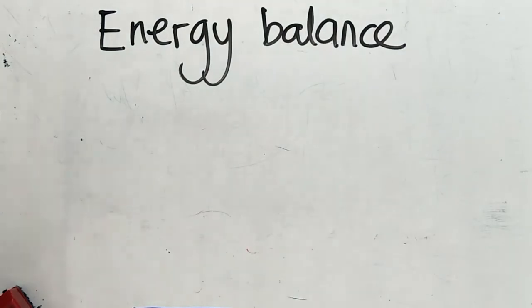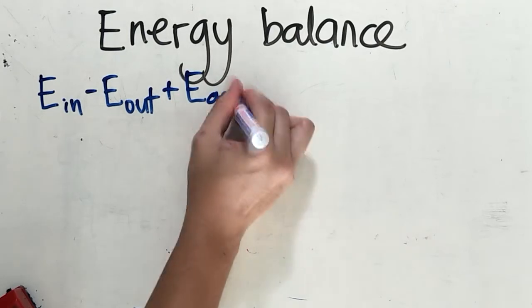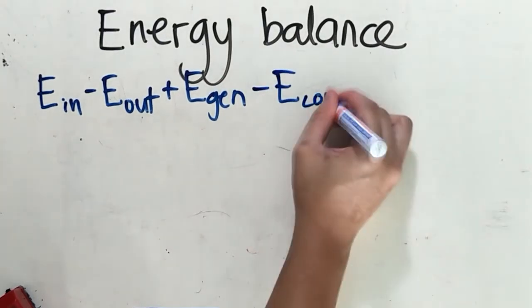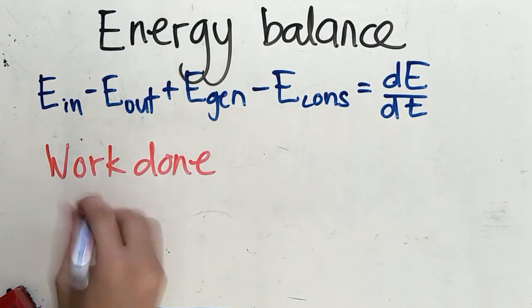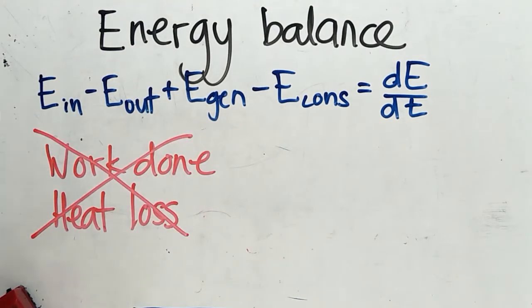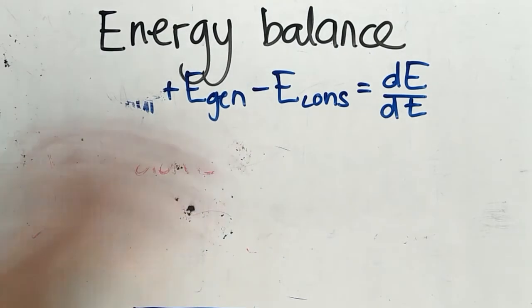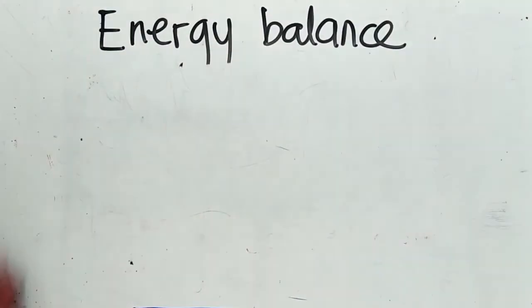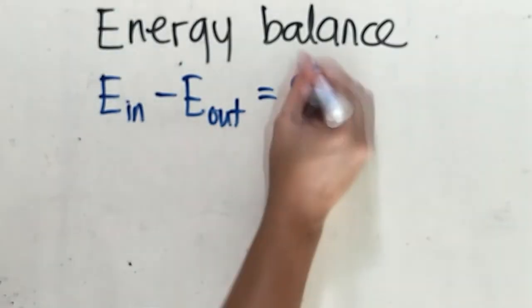Finished with the mass balance, let's move on to the energy balance of the system. It follows the same pattern as the mass balance: energy in minus energy out plus energy generated minus energy consumed equal to energy accumulated in the system over time. As mentioned earlier, no reactions happen during evaporation, so energy generated and energy consumed are equal to 0. We get energy in minus energy out equal to energy accumulated in the system over time.